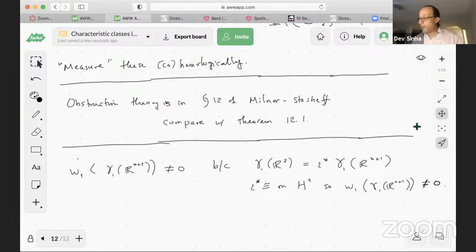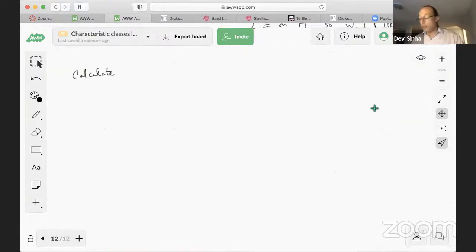So let's, for example, now calculate using the workhorse Whitney sum theorem. So let's calculate the Stiefel-Whitney classes of, say, gamma 1 plus gamma 1, both of these over RP2.